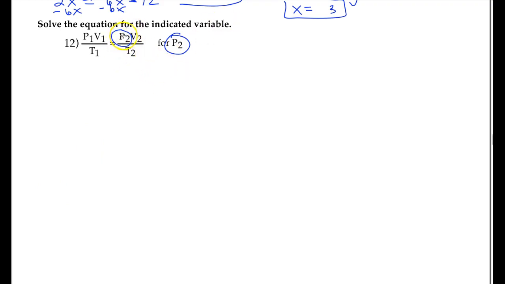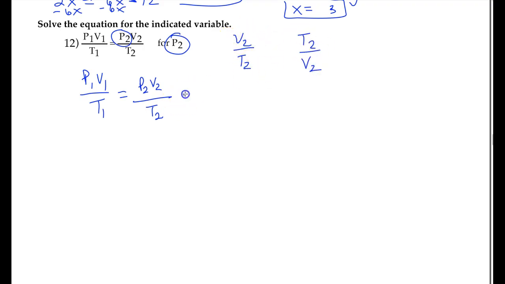Now, the simplest way to do that, here, if we want P sub 2 by itself, is we need to get rid of V2 and T2 on the right side. Okay. And if we wanted to do that, I'm just going to rewrite this. The easiest way to do it is to multiply both sides of this equation by the reciprocal of the fraction V2T2. And of course, the reciprocal of V2T2 is just T2V2. So we would multiply both sides of the equation by T2V2.